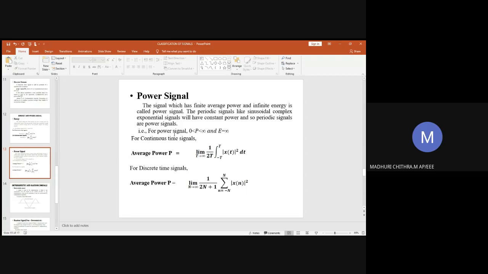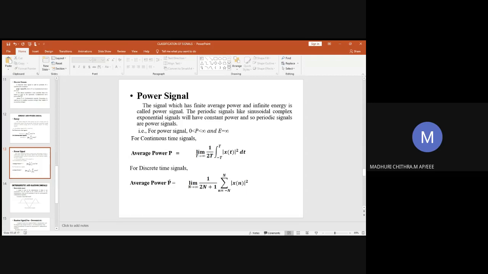For power signals, 0 < P < infinity and E = infinity. For example, for continuous time signals, average power P = limit T tends to infinity of 1/(2T) integration from -T to T of |x(t)|² dt.